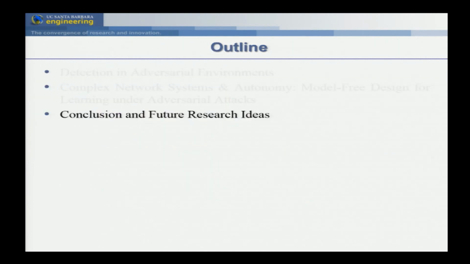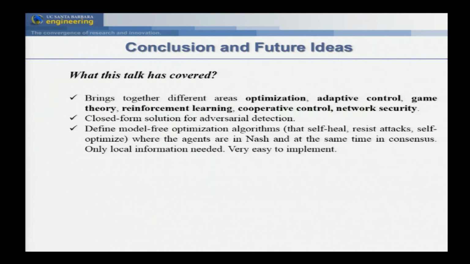And finally, to conclude, what I talked about is I brought together some different areas from optimization, adaptive control, game theory, reinforcement learning, network security. I found closed-form solutions for the adversarial detection problem. And I defined model-free optimization algorithms that self-heal, resist attacks, and self-optimize. They only require local information, and of course, are very easy to implement.